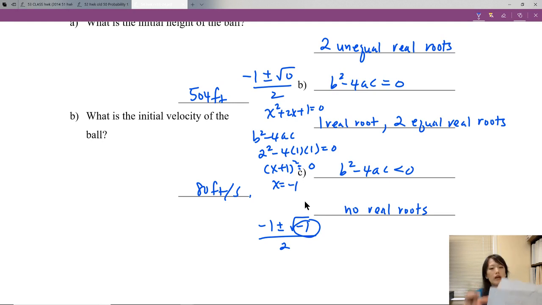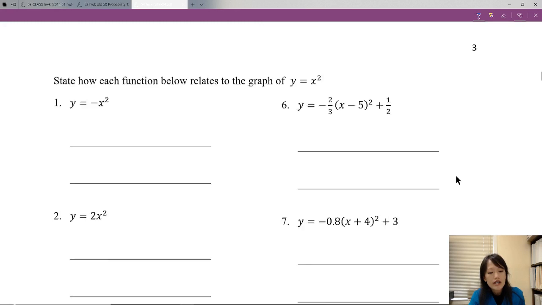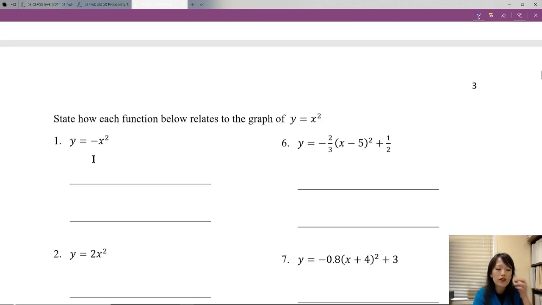Okay, look at the next one, page 3. State how each function relates to the original. So you have to know shifting, right? Transformations. Third page. State how the function relates. Okay, so number 1 obviously is very easy. What are you doing? Flipping it with respect to which axis?